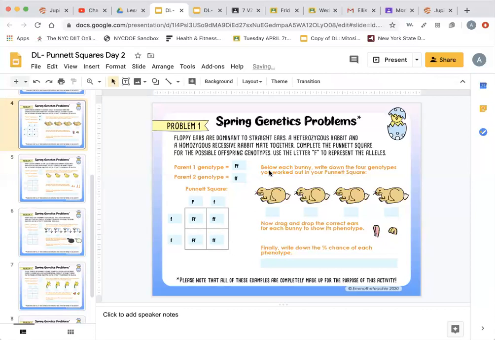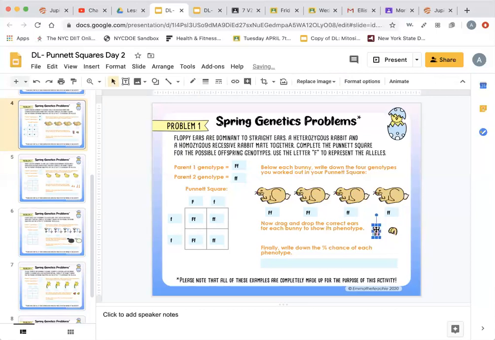Pretty fast. All right, so below each bunny, write down the 4 genotypes you worked out. So there are 4 different possible genotypes, although some of them repeat. So we do capital F, lowercase f, capital F, lowercase f, lowercase f, lowercase f, lowercase f.